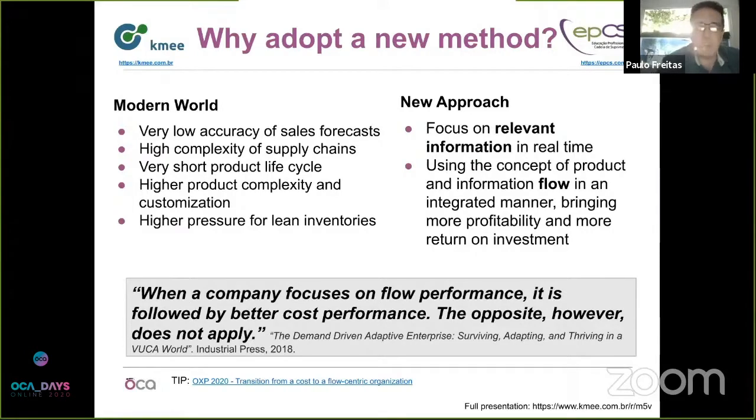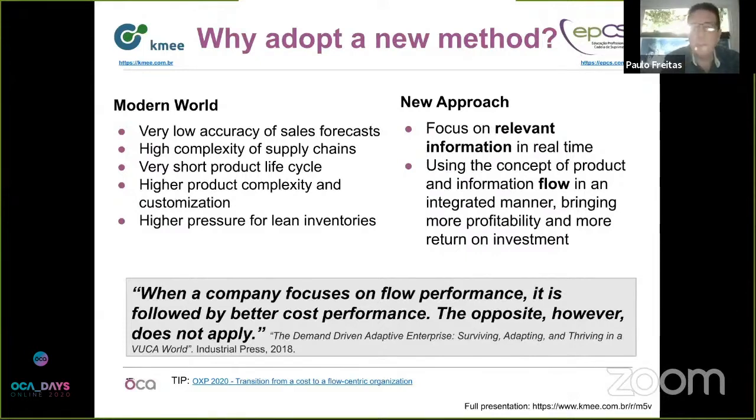Let me quote from a book published by Carol Tucker and Chad Smith, the two thought leaders of this new methodology. The book is called The Demand Driven Adaptive Enterprise: Surviving, Adapting, and Thriving in a VUCA World. I don't know if you know this expression, the VUCA world, but it means a volatile, uncertain, complex, and ambiguous world, as I've just described. But the quote is fabulous. It says, when a company focuses on flow performance, it is followed by better cost performance. The opposite, however, does not apply.